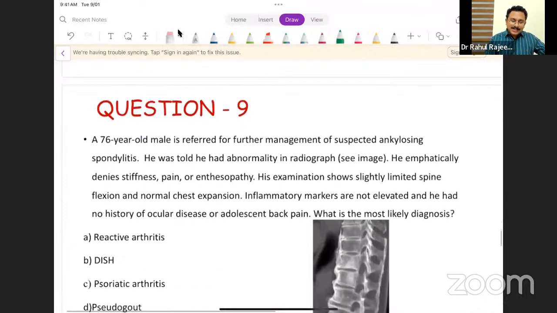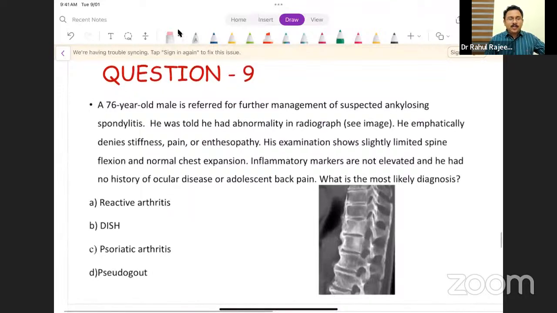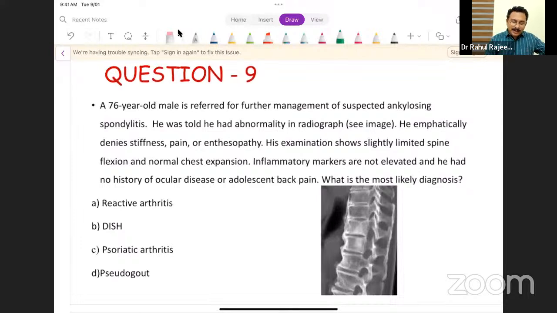Okay. Question number 9. Again, I just want to know in the comment section how many of you got this right as well. A 76-year-old male is referred for further management of suspected ankylosing spondylitis. He was told that he had an abnormality in a radiograph, and that radiograph is shown. He emphatically denies any stiffness, pain, or enthesopathy. His examination shows slightly limited spine flexion and normal chest expansion. Inflammatory markers are not elevated, and he had no history of ocular disease or adolescent back pain.